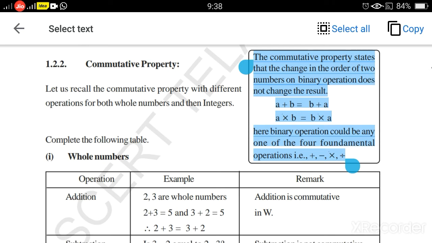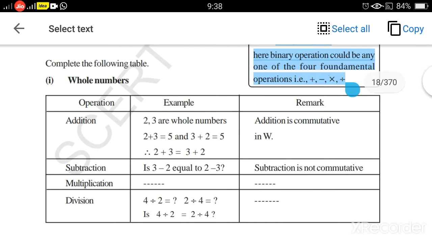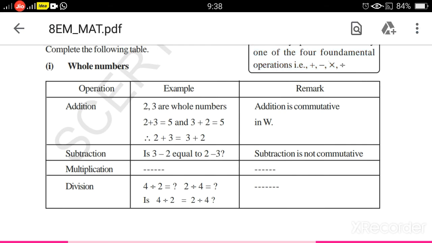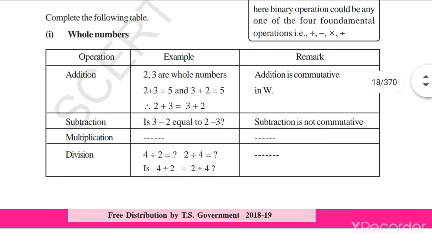Here we are going to check whole numbers. Whole numbers, addition: you can see 2 plus 3 and 3 plus 2, both give 5. That's why whole numbers satisfy the commutative property under addition. Subtraction: 3 minus 2, 2 minus 3, is it equal? No. 3 minus 2 is 1, 2 minus 3 is minus 1. 1 and minus 1 are not the same. So subtraction is not commutative.